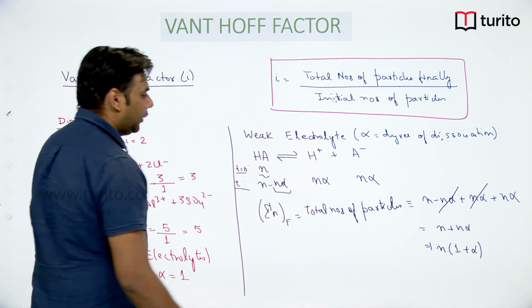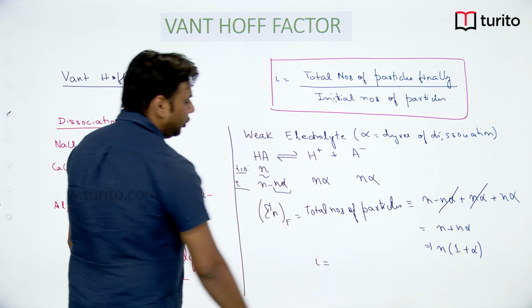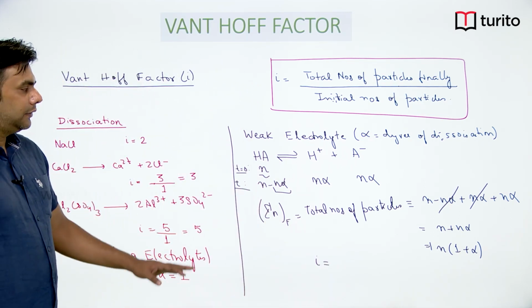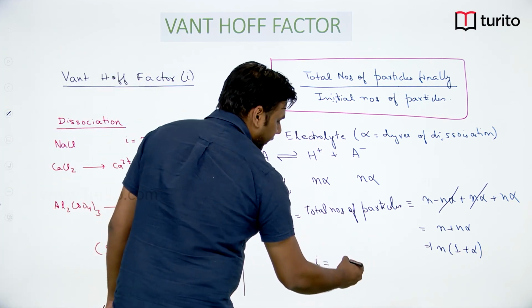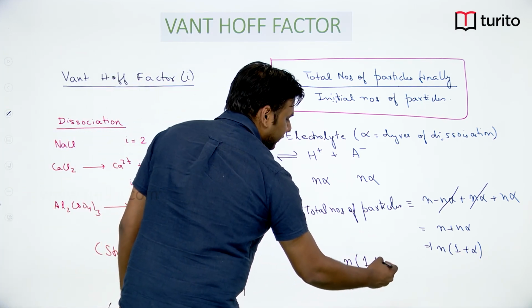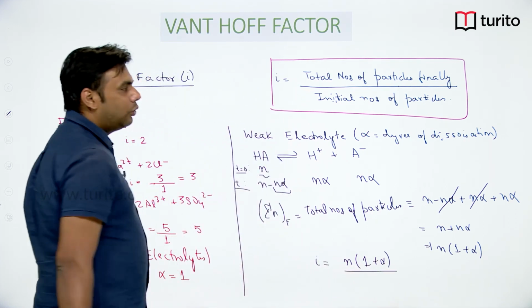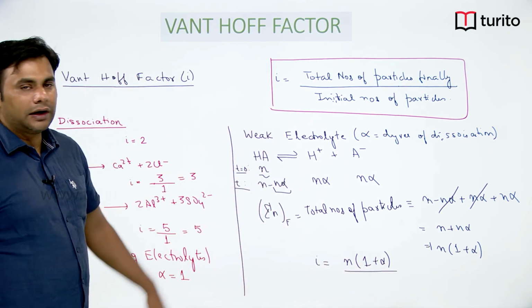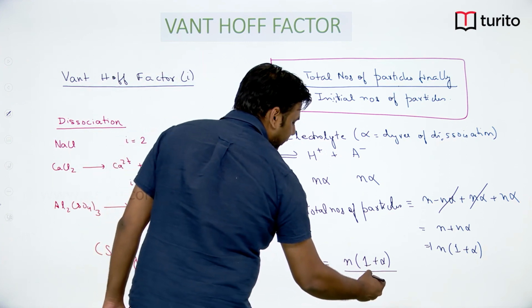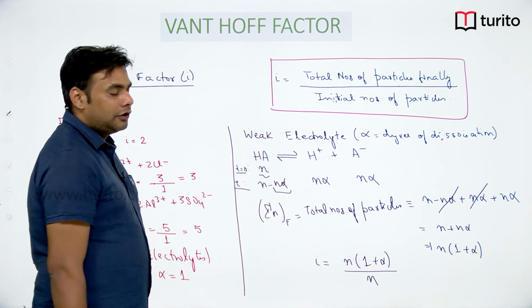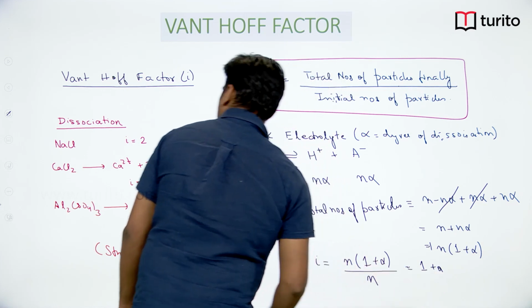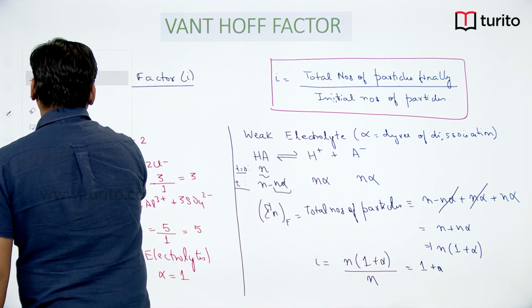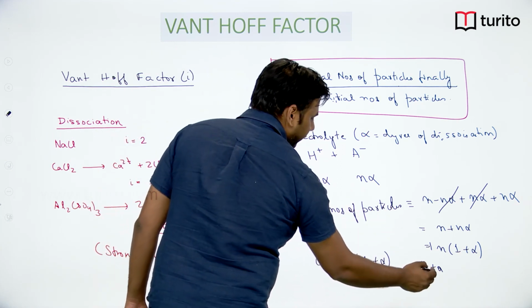So the Van't Hoff factor would be the total number of particles finally, which was n into 1 plus alpha, divided by the total number of particles initially. Initially we took it as n particles of HA. So I in this case would be 1 plus alpha.